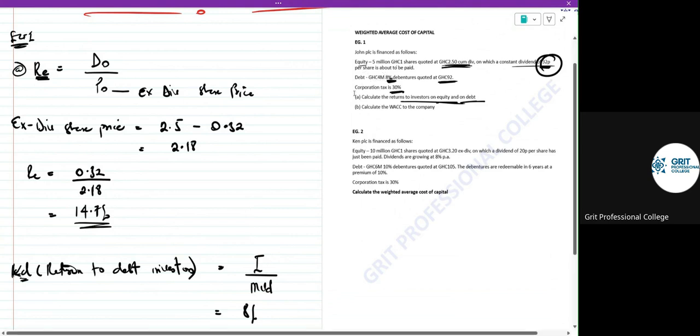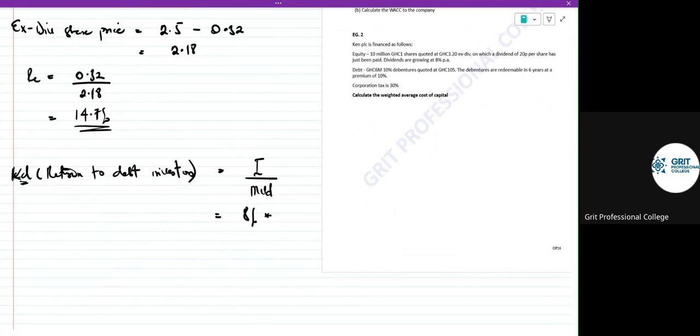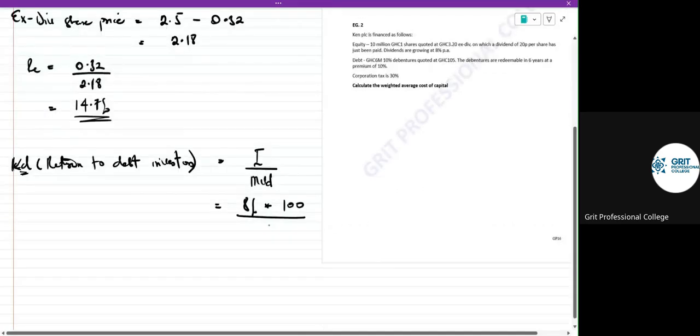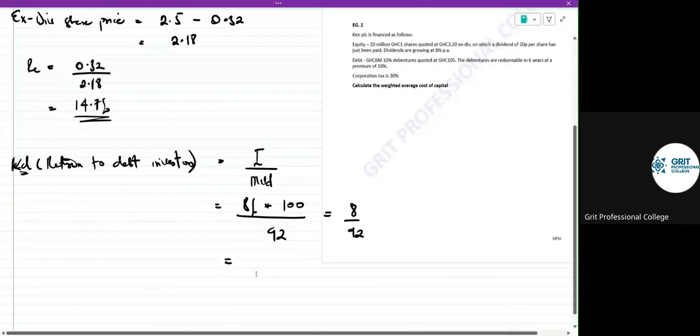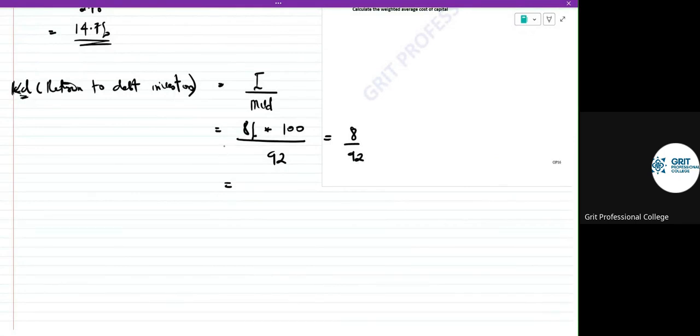All right. So one bond, like I've told you, has a par value of 100, unless you are told otherwise. So that would be 8% over 100, all over the price of the bond, which we know to be 92 cedis. So that'll be 8 over 92, and that'll give us a return of 8.7%.